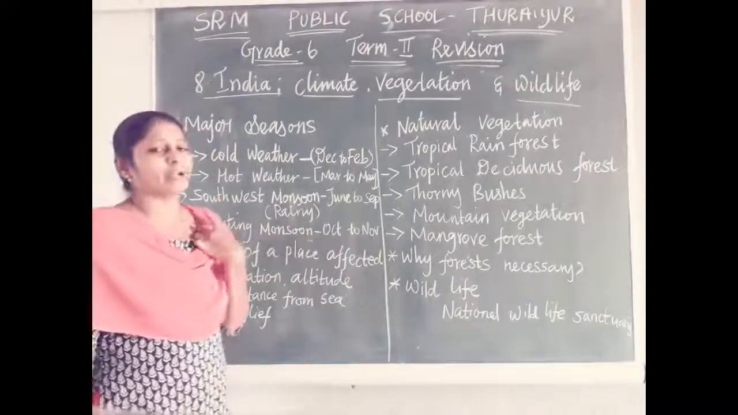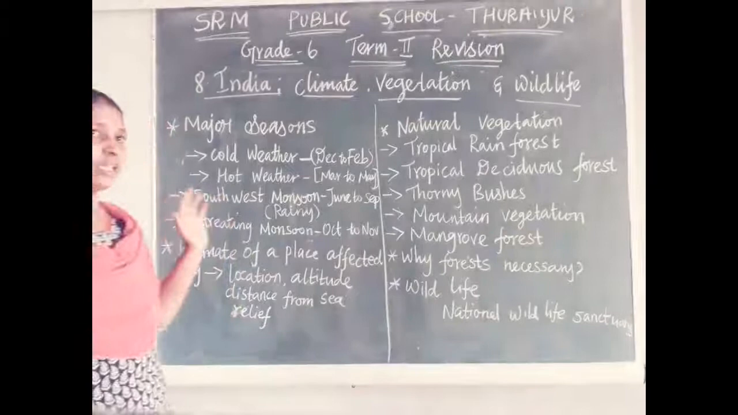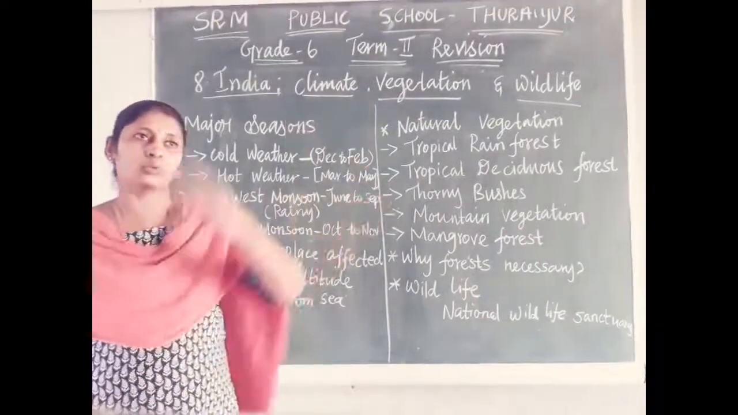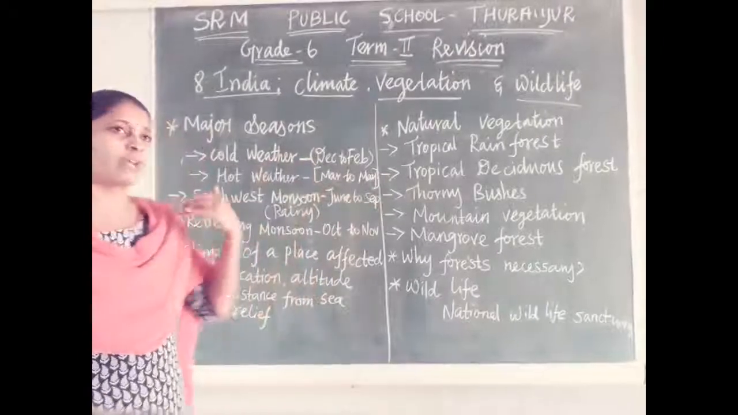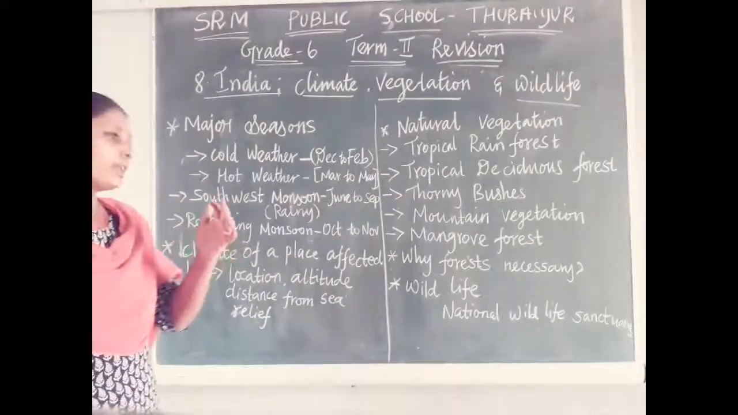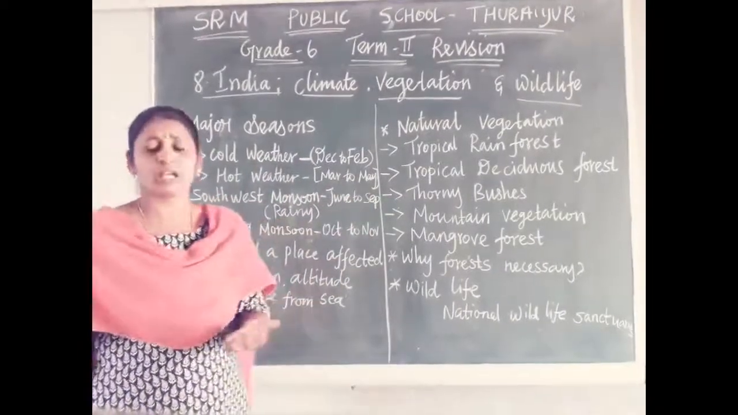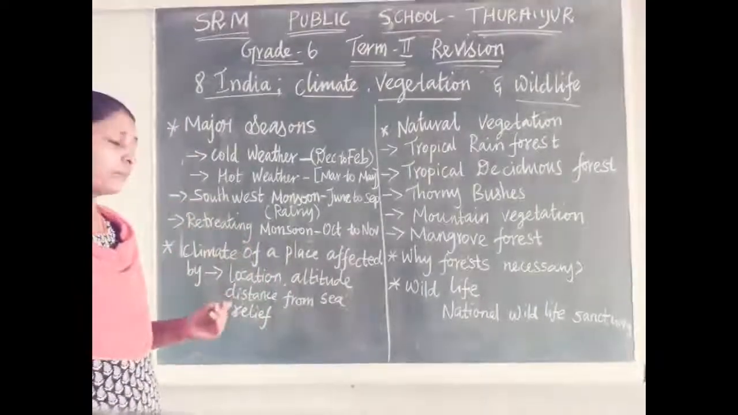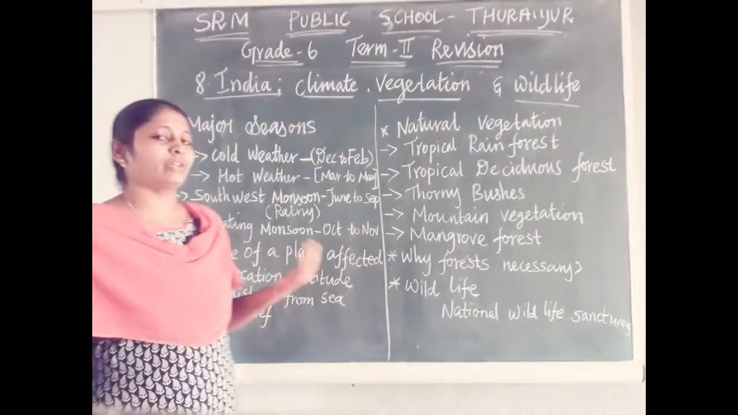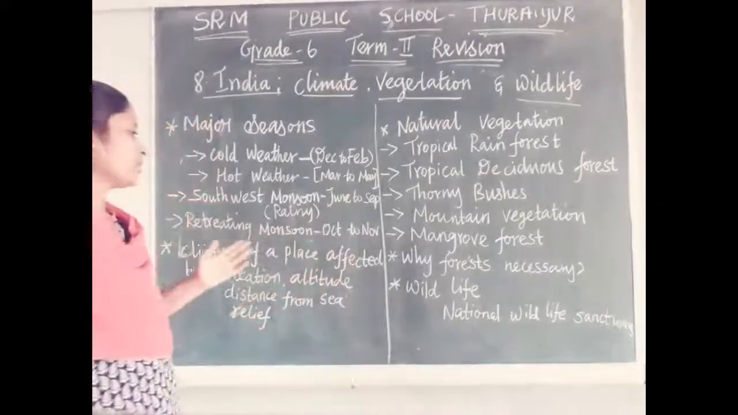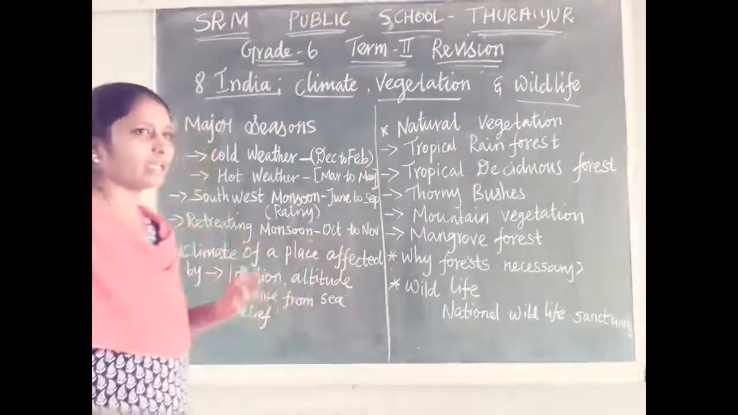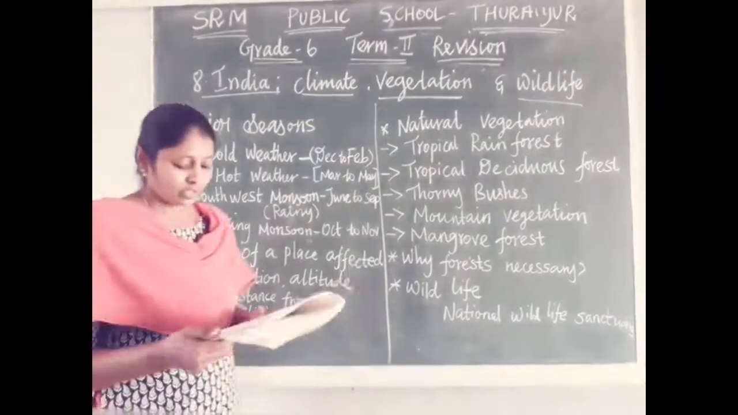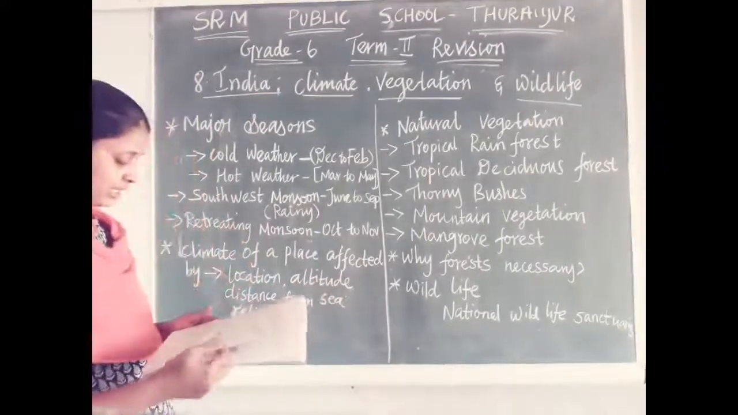Retreating monsoon: when that wind blows up to West Bengal and Bangladesh, it returns back to the Bay of Bengal. Then it hits the Andhra Pradesh and Tamil Nadu states. That wind is called the retreating monsoon. So in October to November, particularly Tamil Nadu and Andhra Pradesh receive rainfall in that season, right?